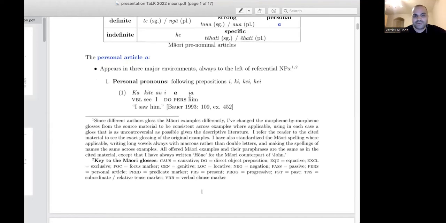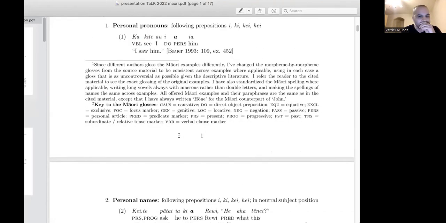So basically what this means is pronouns in non-subject position, if they're in argument position, take a marking. So to say, I saw him, you can't just say the bare pronoun, you have to add the marker. And there's really no way to translate this. It's just a bit of stuff you need to say before the pronoun, right?